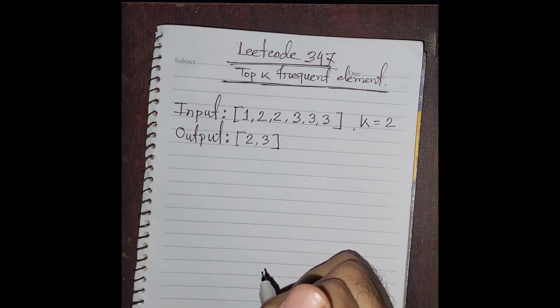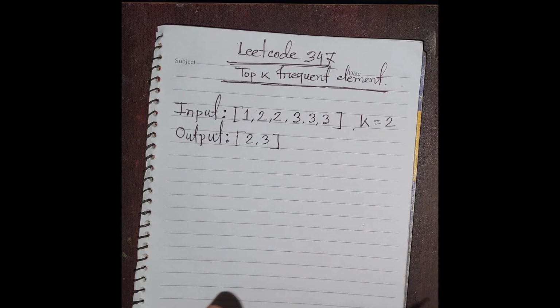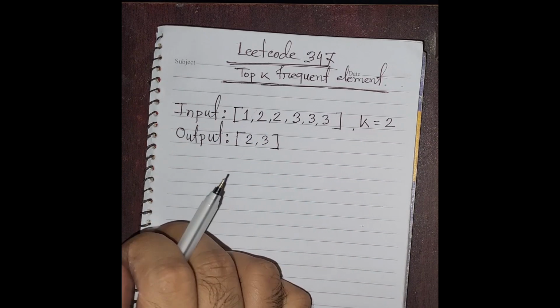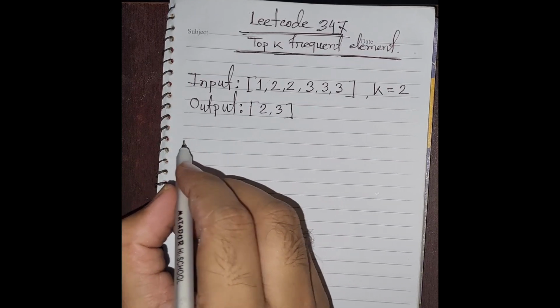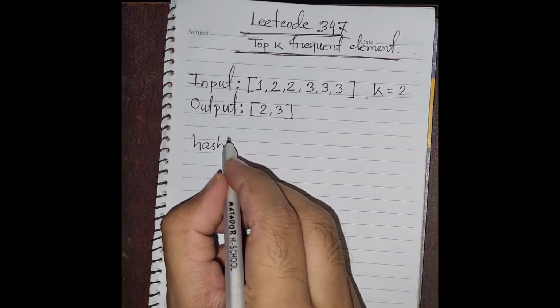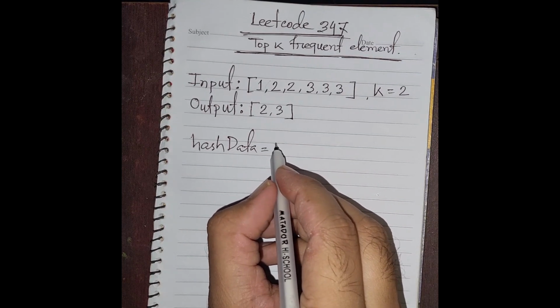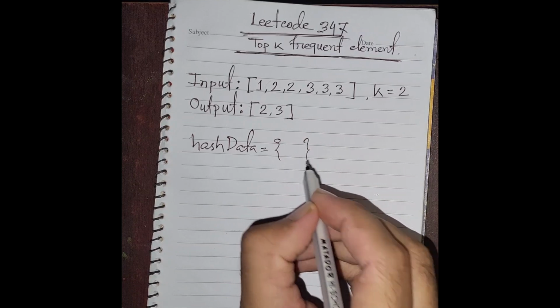We can easily solve it by using a hashmap. A hashmap basically works with key and value pairs. If you don't know how a hashmap works, you can see a separate video on it. I'm not going to explain that here. Okay, we're going to take a hashmap. Let's say our hashmap name is hash data. And initially it is going to be empty, like this.